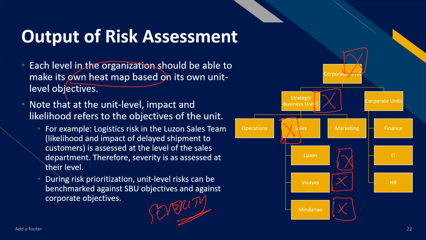Kanina sabi ko yung tolerance level. The tolerance level can also change across the organization. Pwedeng sa department level or sa subunit level, narrow ang acceptable deviation. Pero pagdating sa corporate, mas wide ang accepted deviation. If that is the case, then at the corporate level the severity is low. But at the subunit level, the severity of a certain risk is high. So that can happen. Okay.